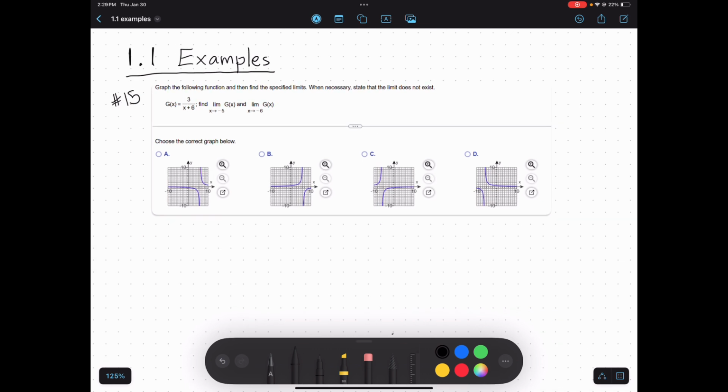The reason why I selected this one, though, is usually the problem gives you a graph to look at. But in this one, we have to graph it ourselves. So I just wanted to help you through that process, and then we can talk about some of the limits.